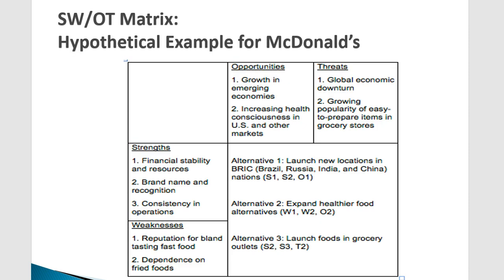Okay, so here's a matrix for McDonald's that we could look at. In the opportunities, growth in emerging markets, increasing health consciousness in the U.S. and other markets. The opportunity there is that they could do something to take advantage of people's taste for healthier foods. Threats: global economic downturn, or growing popularity of easy-to-prepare items from the grocery store.